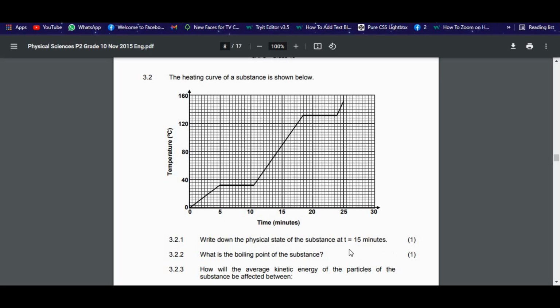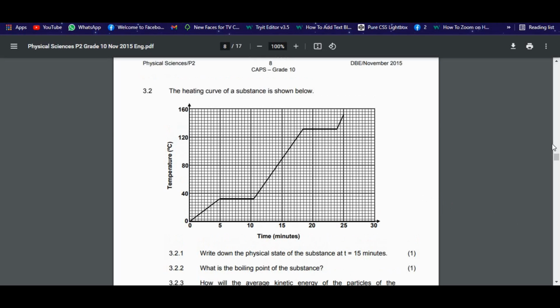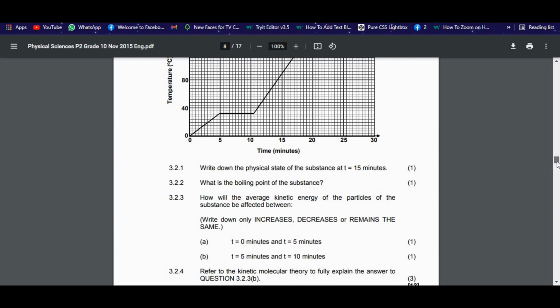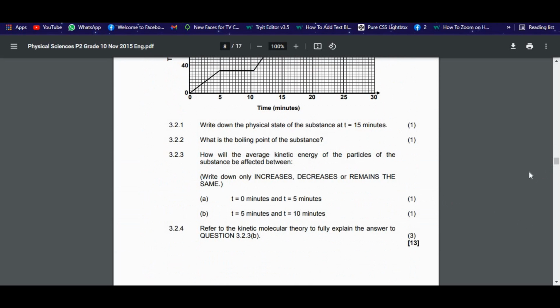Okay, 3.2.3, how will the average kinetic energy of the particles of the substance be affected between t equals 0 minutes and t equals 5 minutes? We only need to write down increase, decrease, or remain the same. We can see there's an upward sloping curve from t equals 0 to t equals 5 minutes, so the average kinetic energy must be increasing.